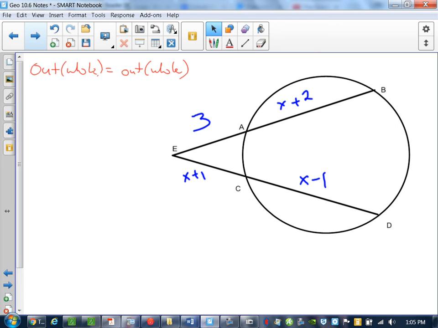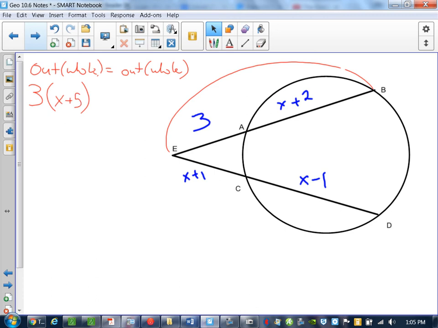What's my first outside? 3. The whole thing then is going to be 3 plus x plus 2. What's 3 plus x plus 2? 5 plus x or x plus 5, right? That's how I get the whole thing.